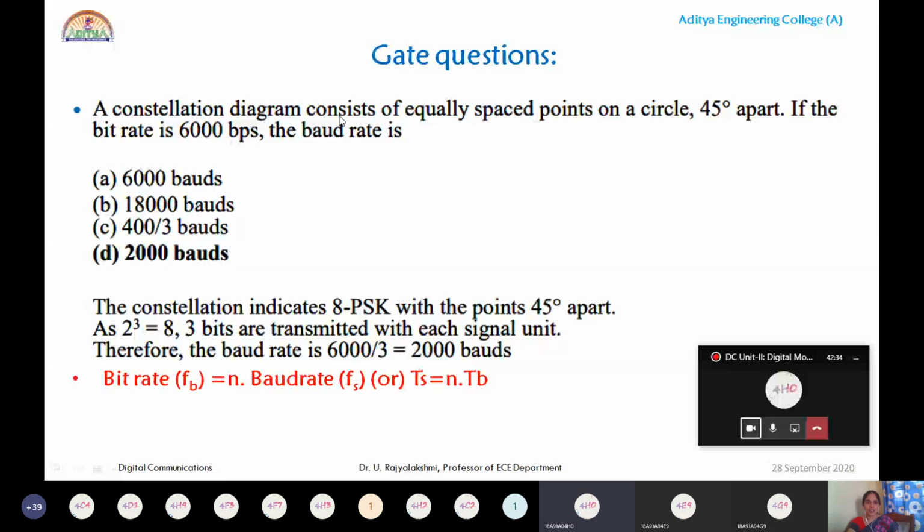Okay, so you should calculate the baud rate. What is the relation between bit rate and baud rate? Bit rate by n. So you can get it as 2,000. So like that you can calculate because it is pi by 4, so it is for 8-array PSK. For 8-array PSK, the n value will be 3. You know that baud rate is bit rate divided by n. So bit rate is 6,000 divided by 3. So it will be 2,000 bauds.